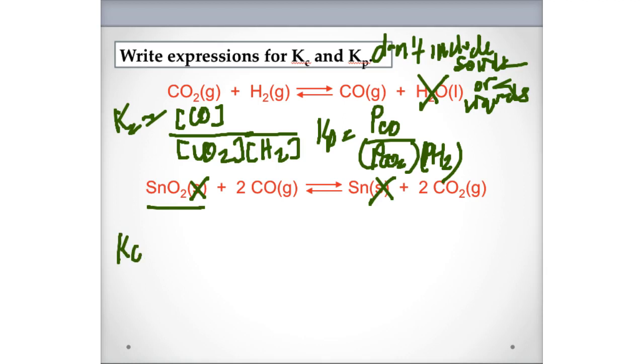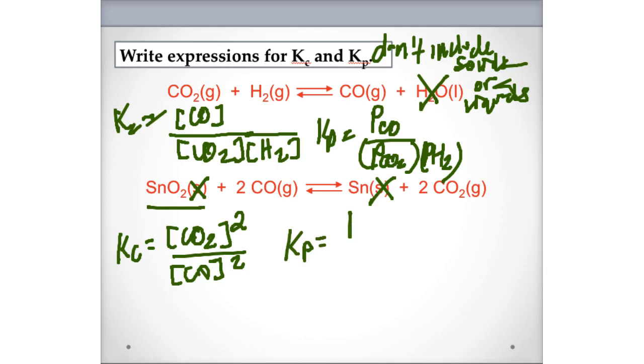So Kc is equal to the concentration of CO2 to the power of 2 over the concentration of CO to the power of 2. And again, we don't include the solid, so this would be the Kc, and then Kp is going to equal the pressure of CO2 to the power of 2 divided by the pressure of CO to the second power. Okay, so that's how you would write that.